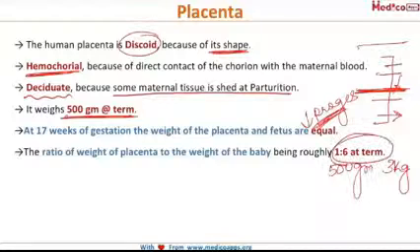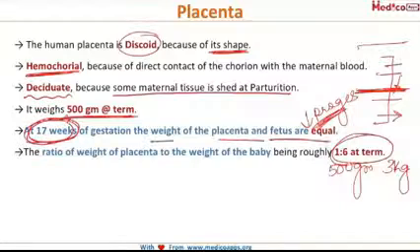Now the next very important question: at what gestational age are the weight of the fetus and that of the placenta equal? Your answer is 17 weeks of gestation. At 17 weeks of gestation, the weight of placenta and the fetus are equal.